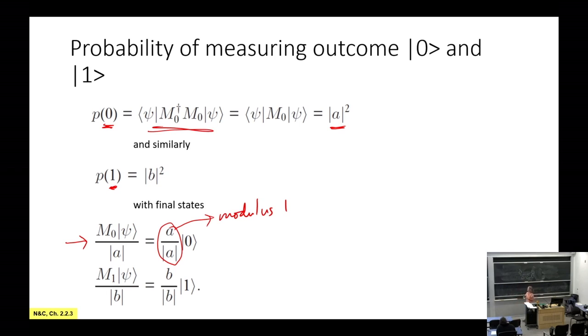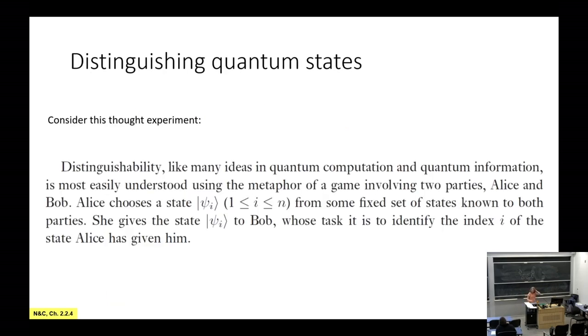Yeah, because the qubit system itself is so simple, extracting probabilities and looking at starting and final states is going to be pretty straightforward. Let's talk about distinguishing quantum states. So an important application of postulate 3 is the problem of distinguishing quantum states.